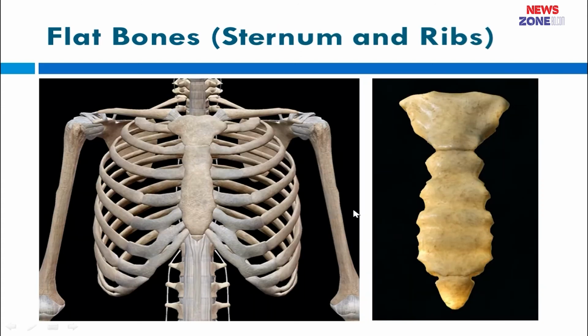In this picture, we can see the flat bones of the thoracic cage. This is the sternum, which is the most important anterior boundary of the thoracic cage, an elongated bone having the manubrium, body of the sternum, and the xiphoid process. And also, these are the ribs, 12 ribs on each side. These are also flat bones.